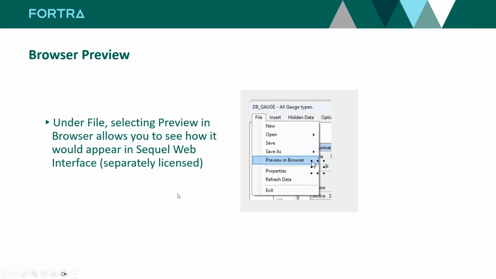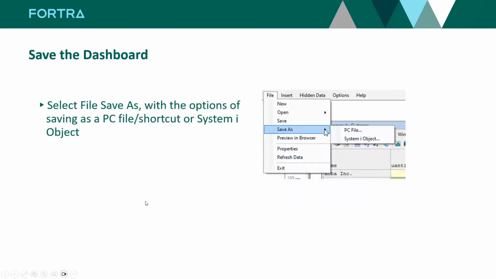Under the File menu, if you select Preview in Browser, it allows you to see how the dashboard would appear in SQL Web Interface, and that is separately licensed, as a reminder. Saving the dashboard is the same as all other objects in Viewpoint. If it's a brand new dashboard, you would select File Save As to get your two options of saving as a PC file or shortcut, or as a System i object.